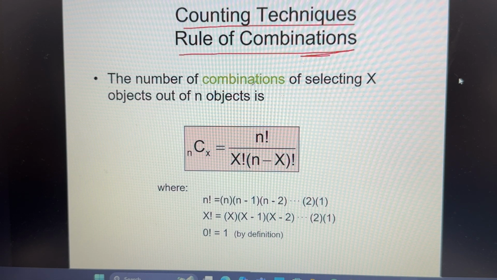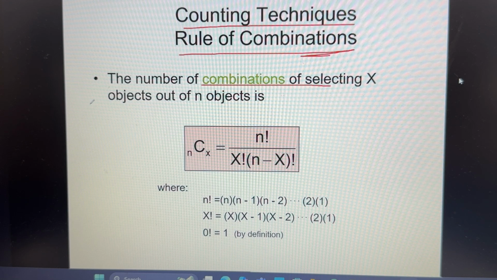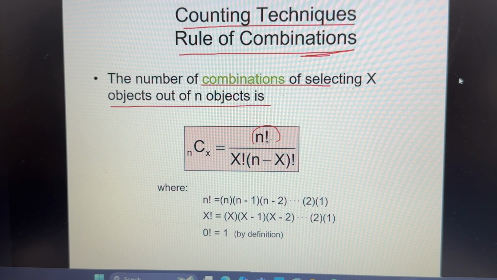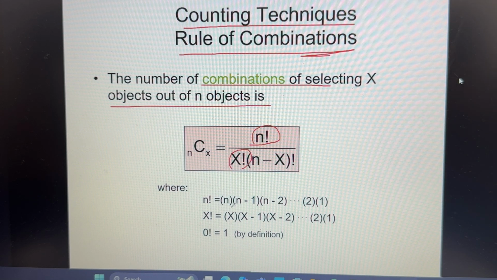So the number of combinations of selecting x objects out of n objects is nCx, n factorial divided by x factorial, n minus x factorial. So n factorial, n minus 2 and 2. No? Okay. Now I am going to ask some questions.